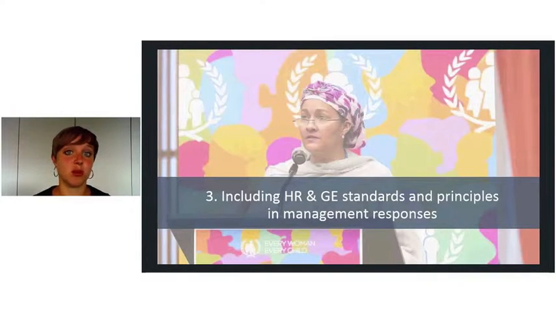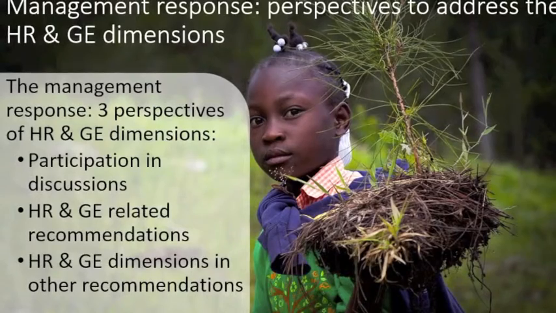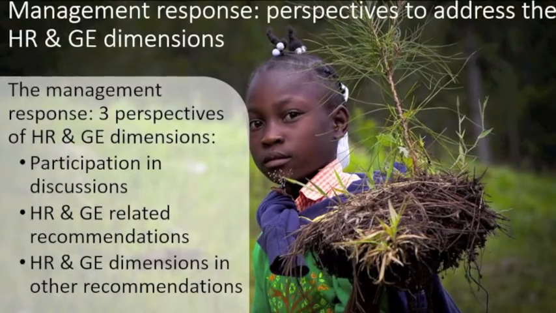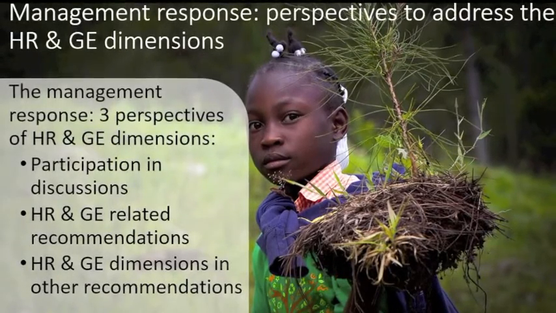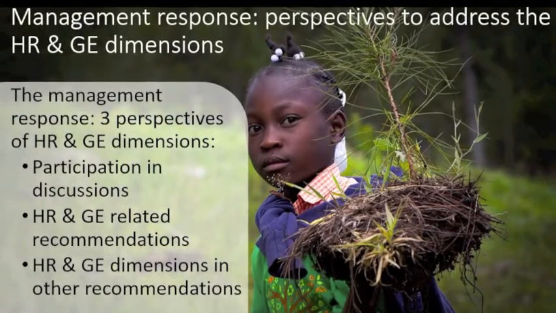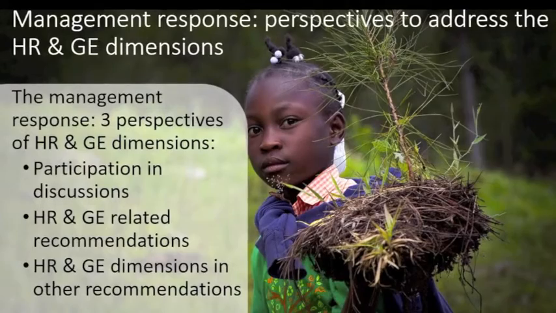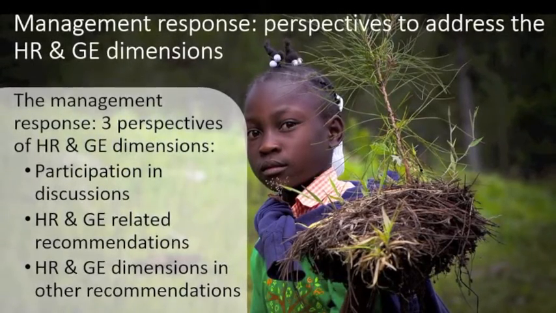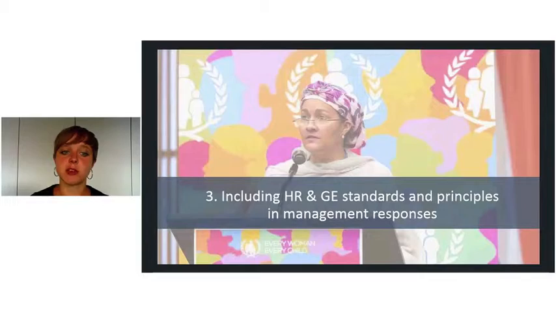You might be thinking, yeah, all of this advice is really great, but how can one actually go about ensuring the management response does all of these things? The management response preparation will need to consider the human rights and gender equality dimensions from three different perspectives: participation in the discussions, implementation of human rights and gender equality specific recommendations, and observation of the human rights and gender equality dimensions in other recommendations. We'll now explore each one of those in more detail. First, participation in the discussions.